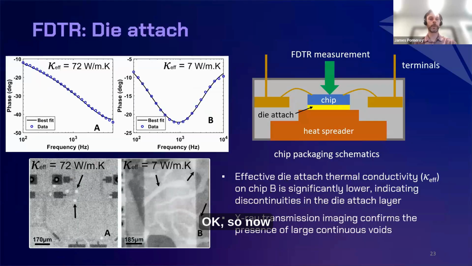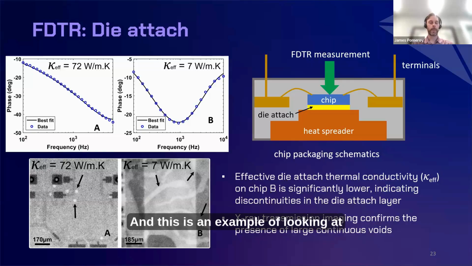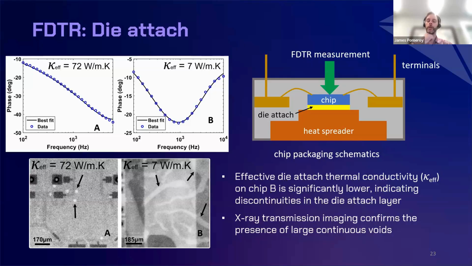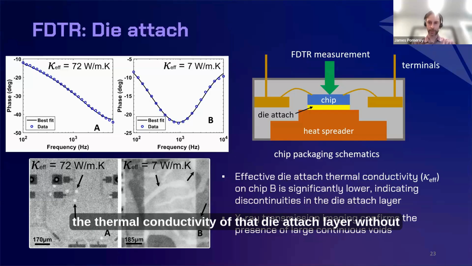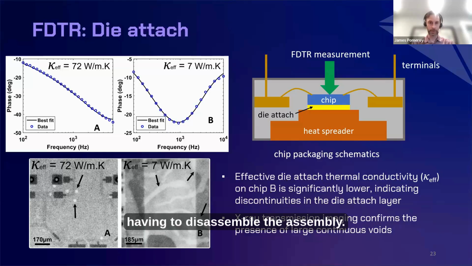Okay, so now we're looking at an example for FDTR. This is an example of looking at a particular TIM layer, which is the die attach between the chip and the carrier or flange. In this case, sintered silver was used, and that's very process dependent. So we have two examples which are processed in different ways, and we're interested to measure the thermal conductivity of that die attach layer without having to disassemble the assembly.